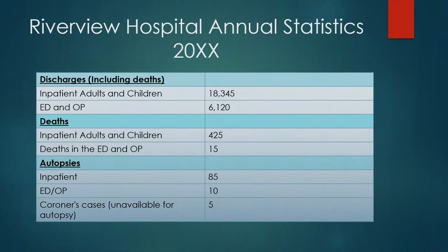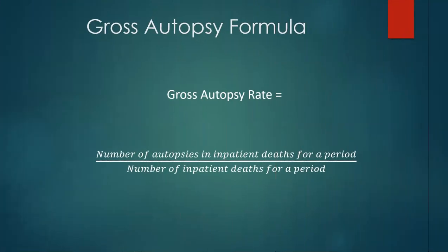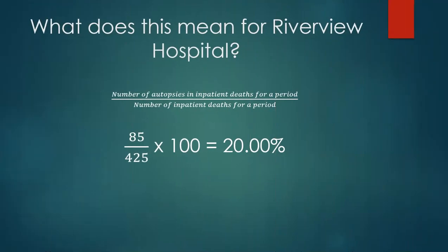Here are our statistics over the last year for Riverview Hospital's autopsies and deaths. First, we'll consider the gross autopsy formula. So this rate is the number of autopsies of inpatient deaths for a period over the number of inpatient deaths for that same period. What does this mean for Riverview Hospital? Well, if you'll recall, there were 425 inpatient deaths over the last year. And of those 425 deaths, 85 patients were autopsied. This gives us a rate of 20%.